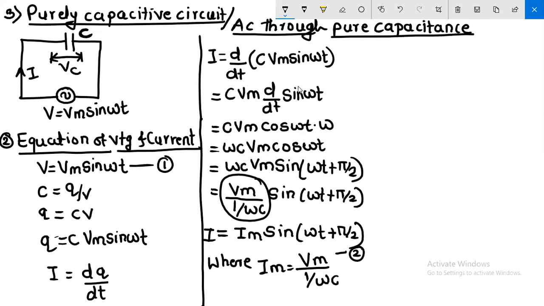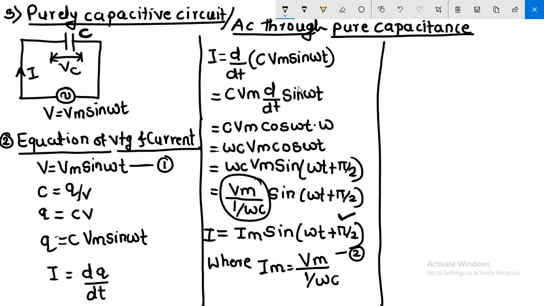Now by looking at equation number 1 and equation number 2, what can you say here? What can you say by seeing equation number 1 and 2? Who is leading here in this purely capacitive circuit? Current is leading. Correct. Current is leading the voltage by how many angle? 90 degree. Correct. You can say 90 degree or pi by 2 radian.